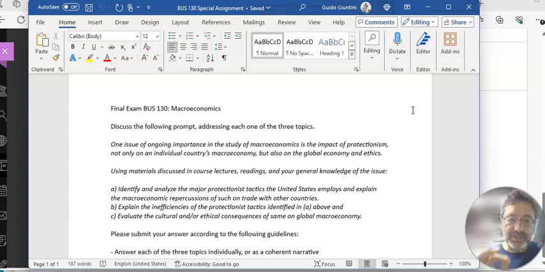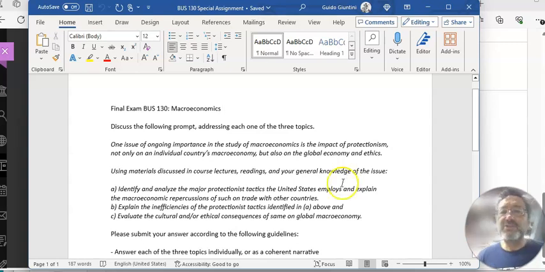Okay, using materials discussed in the course lectures, reading, and your general knowledge of the issue, identify and analyze the major protectionist tactics the United States employs and explain the macroeconomic repercussions of such on trade with other countries. Explain the inefficiencies of the protectionist tactics identified in A above, and evaluate the cultural and/or ethical consequences of the same on the global macroeconomy.